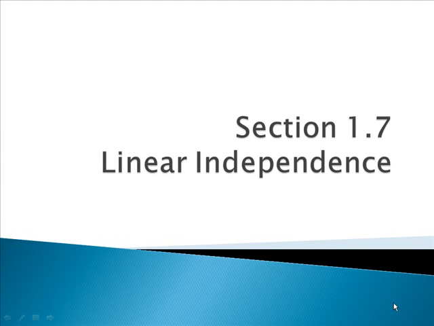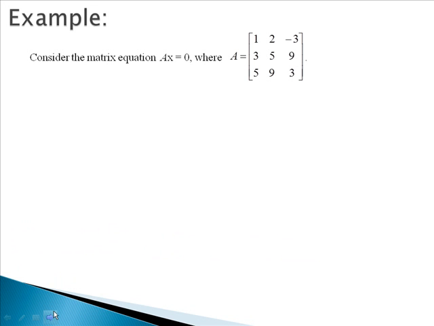Section 1.7 Linear Independence. We're going to start by looking at an example. First, we want to consider the matrix equation AX equals 0, where A is the matrix that we have here, which is a 3 by 3.